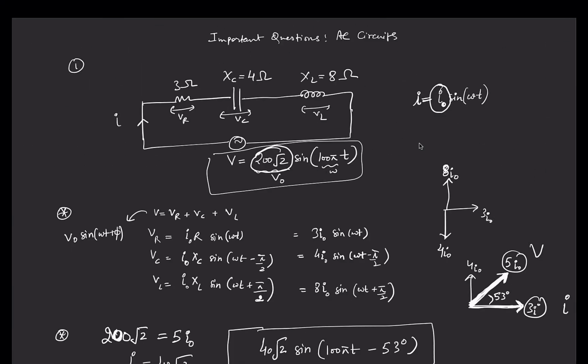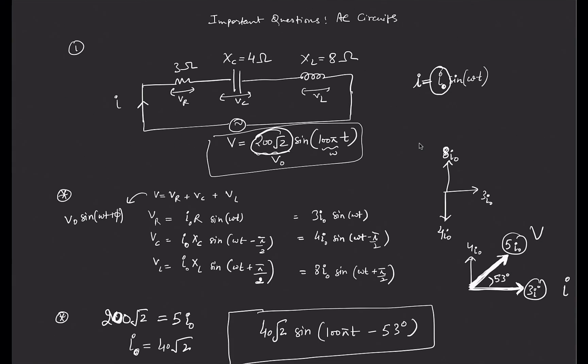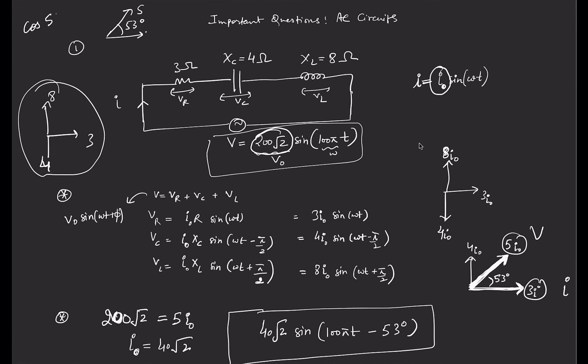But before resonance, in this case the Z's direction would be, so we had 8 above, 4 below, and 3 here. So the direction of R and direction of I is horizontal, and the direction of Z is 5 at angle of 50 degree. So here cos of 50 degree is your power factor, which is equal to 3 by 5.